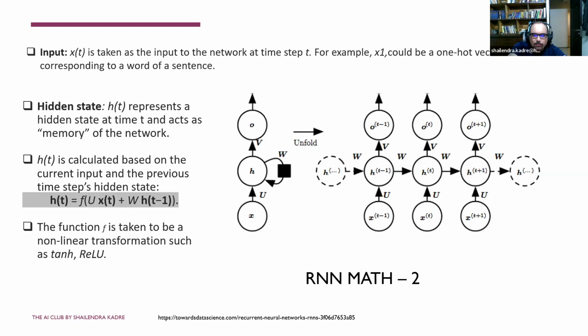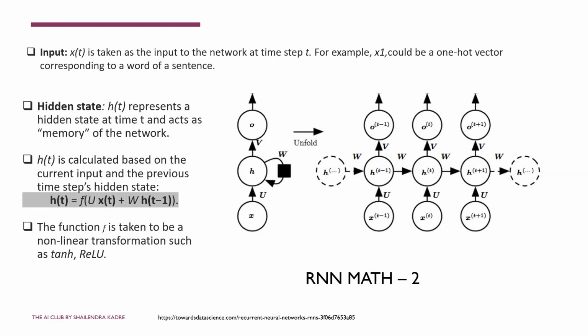Then from the previous network, h_(t-1) gets multiplied by W, the weight sitting in between, and it is added to x_t times U. Is this understood? So x_t gets multiplied by U, and the previous input from the previous network, h_(t-1), gets multiplied by W. Both get added up, and a function is applied to it, which becomes h_t. Is this understood?